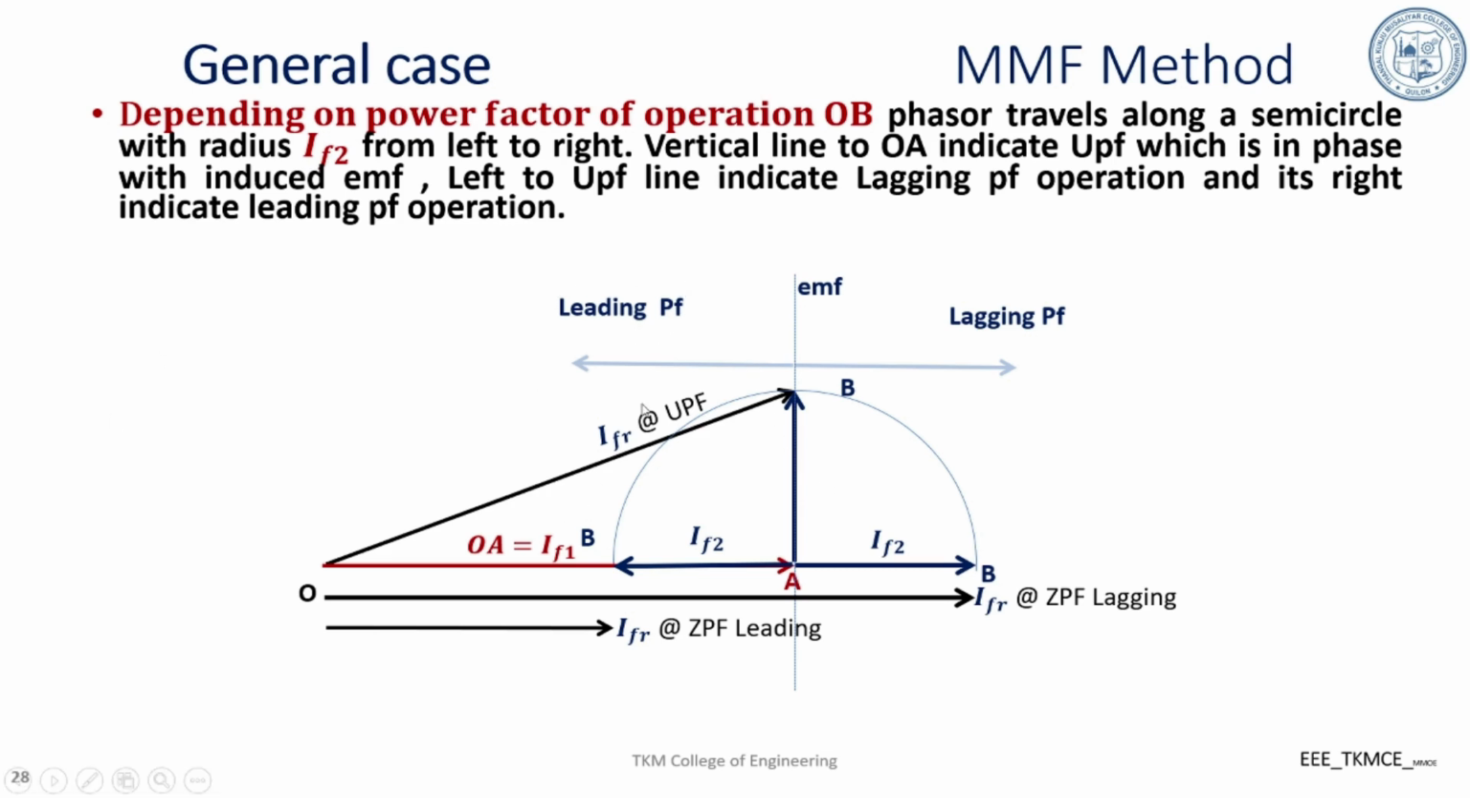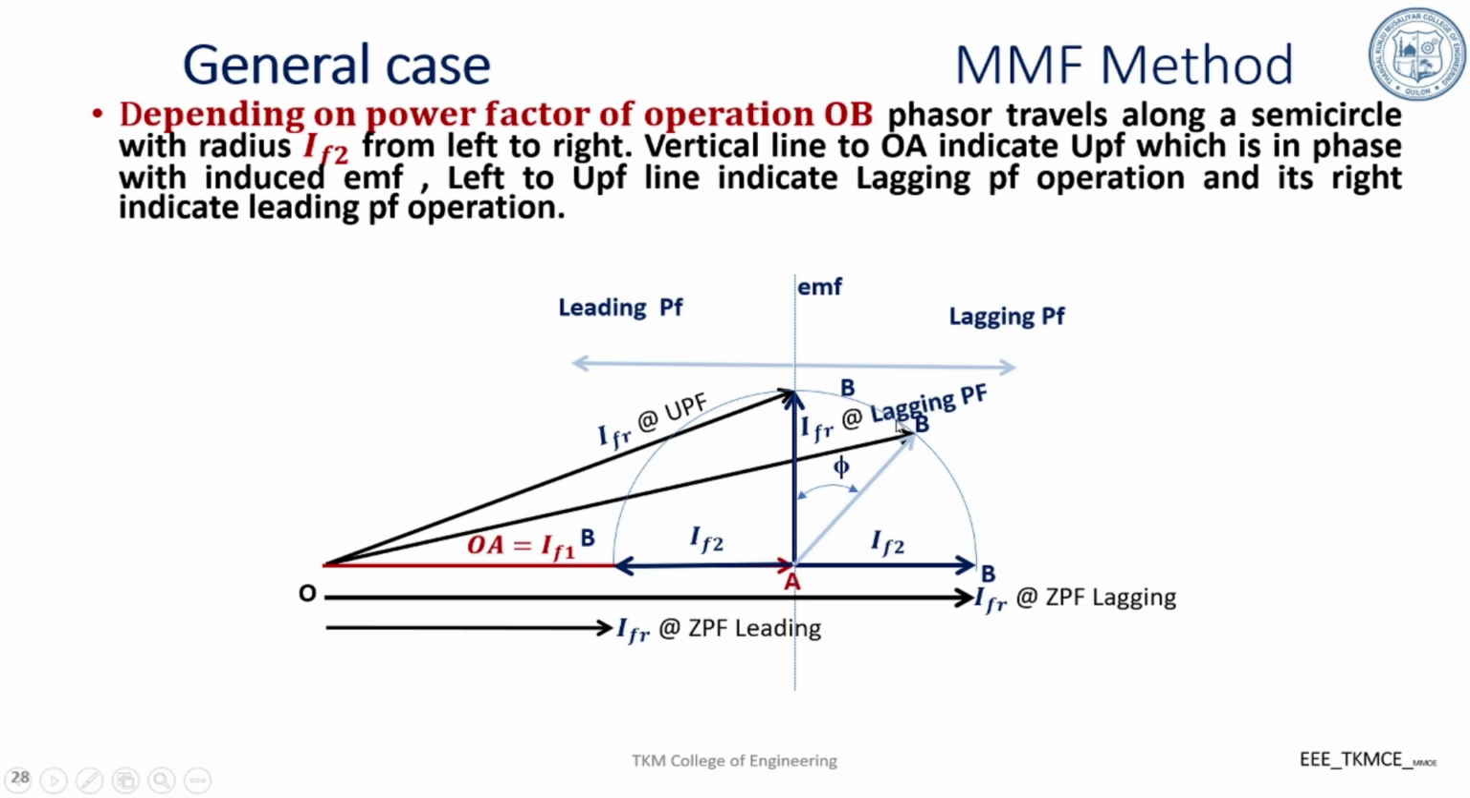Under lagging power factor of operation, IF2 lies in this quadrant. Say IF2 is this one. This is the power factor angle phi. Under lagging power factor of operation, the angle between IF1, that is OA phasor, and OB phasor is 90 plus phi. The vector sum of OA and AB gives the resultant field current under lagging power factor condition.